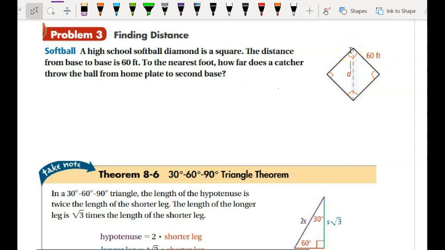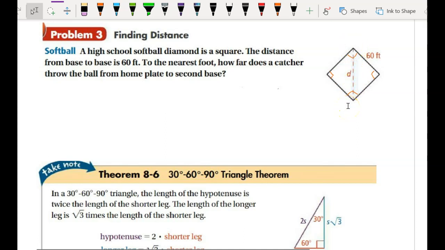First to second is 60. Second to third is 60. And third to home is 60. So to the nearest foot, how far does the catcher, the catcher's back here at home plate, throw the ball from home plate to second base? So that's going to be this diagonal right here.